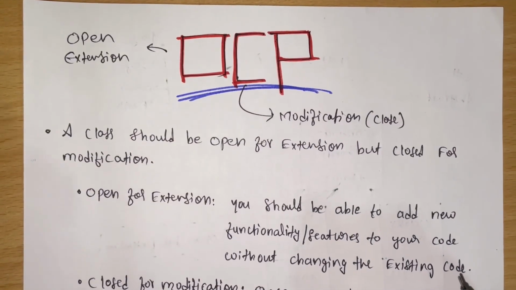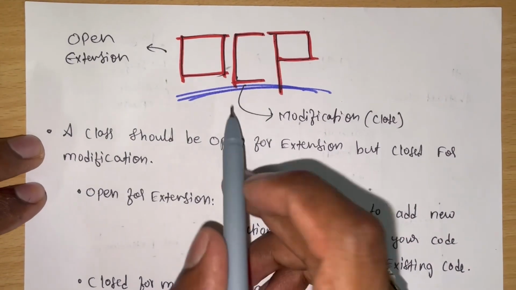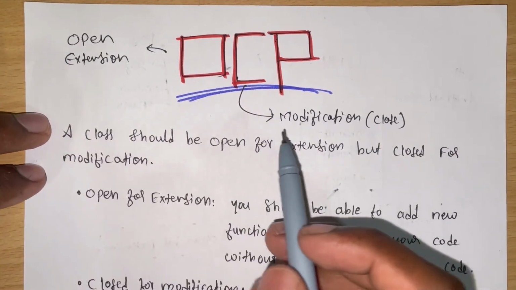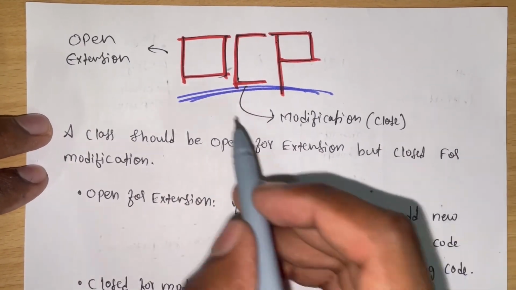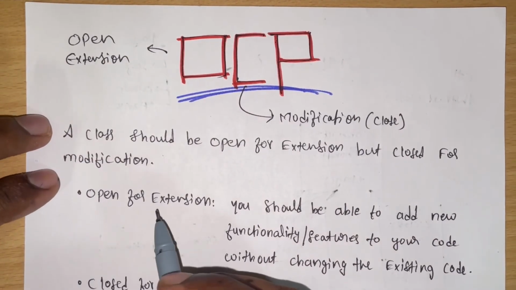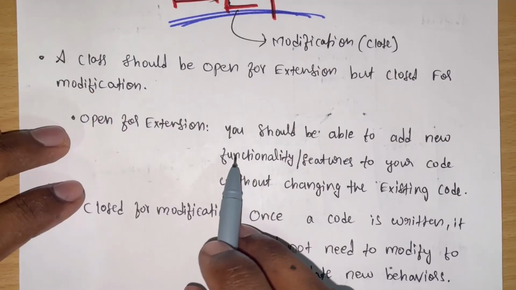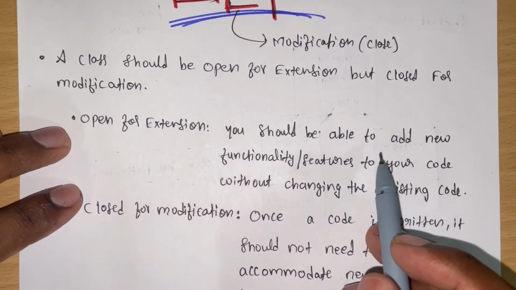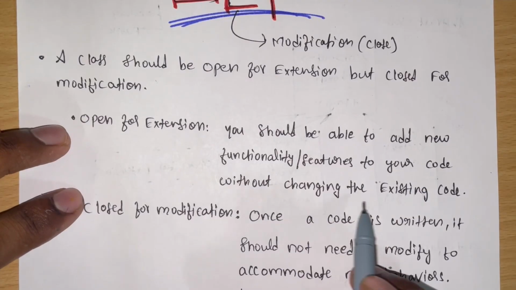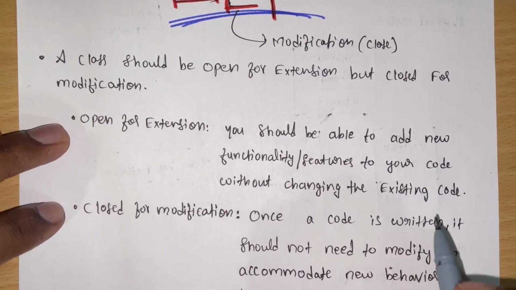Hello everyone. Today we are going to discuss the open close principle. The principle states that a class should be open for extension and closed for modification. That means open for extension. You should be able to add new features or functionalities to your code without changing the existing code.